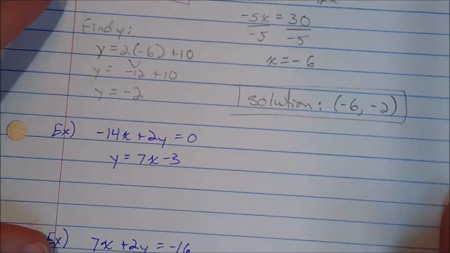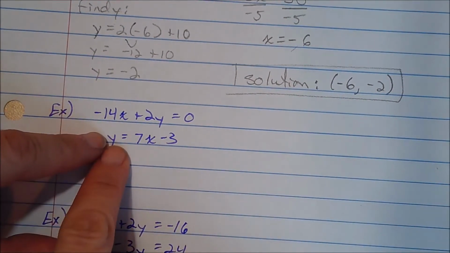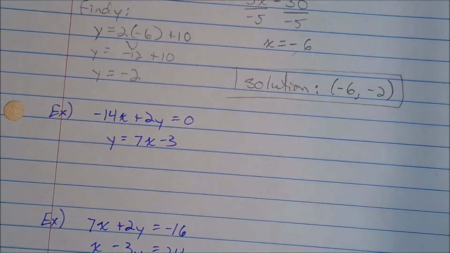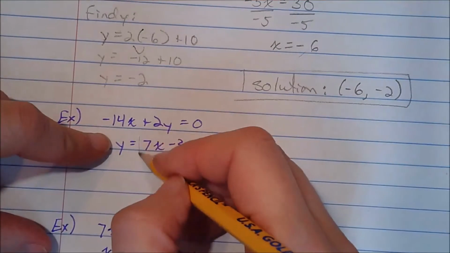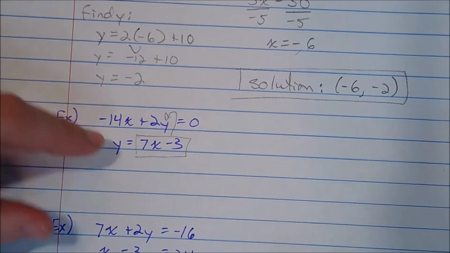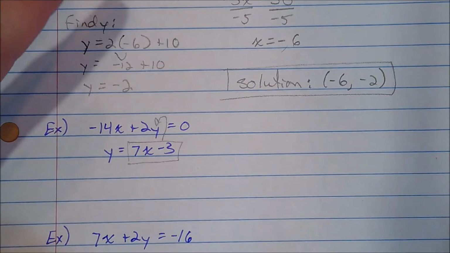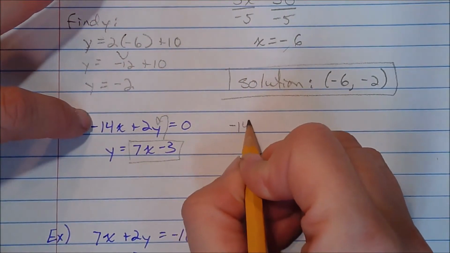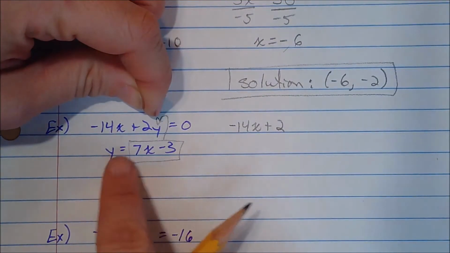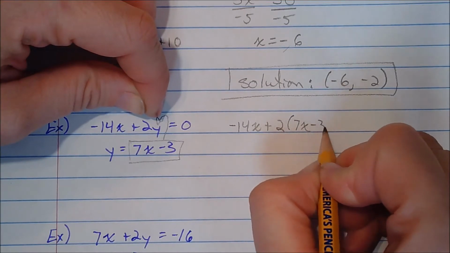Okay, let's try another one that is not set up quite as nicely. I've got the second equation solved for y. Y is by itself, but the first one is in standard form, but that's actually okay. All you're going to do, since the y is already by itself, is take this expression and plug it in for y. And you would do something similar if the x were by itself. You would just plug it in there. So I'm going to do negative 14x plus 2, and instead of writing y, I'm going to write 7x minus 3, and put it in parentheses, because you have to distribute.